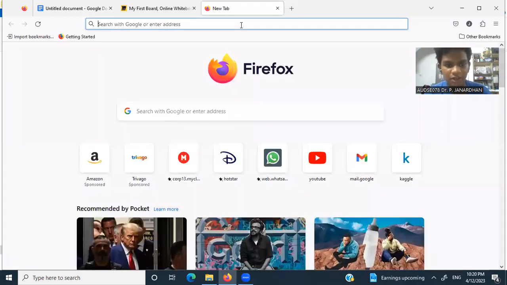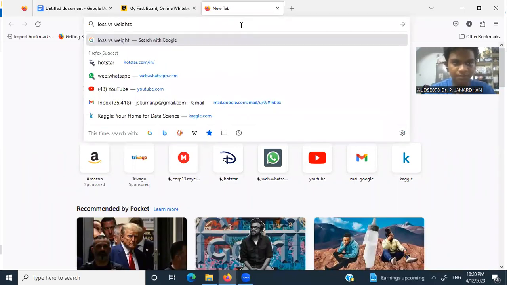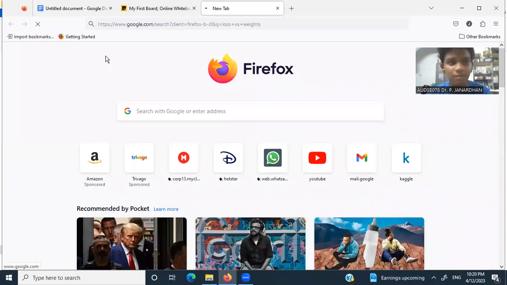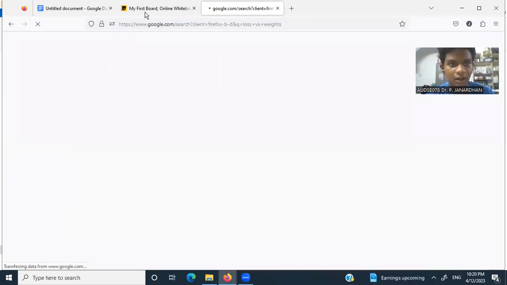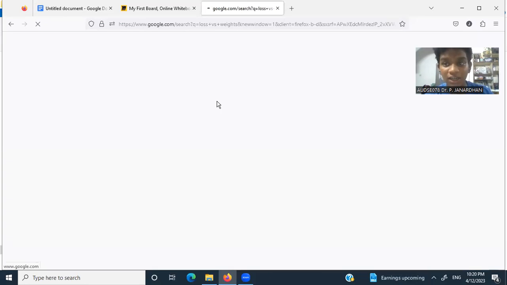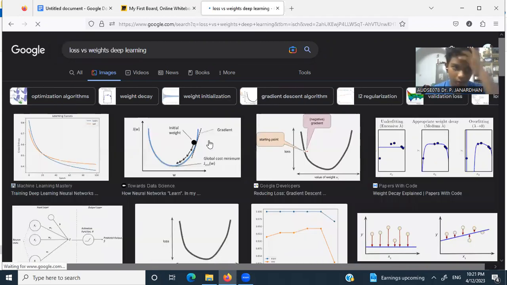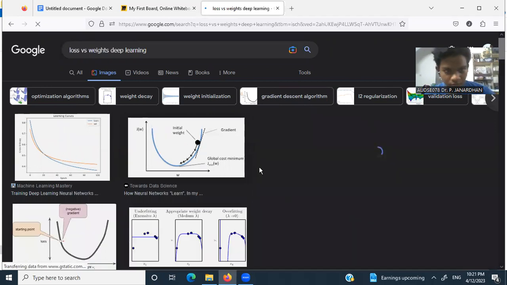So I'll get you a diagram such that you can understand. There is a very good diagram that helped me about two years back to learn about optimization. What is optimization? What is it actually doing? What is the goal of optimization in deep learning? So I just have a very good diagram here.